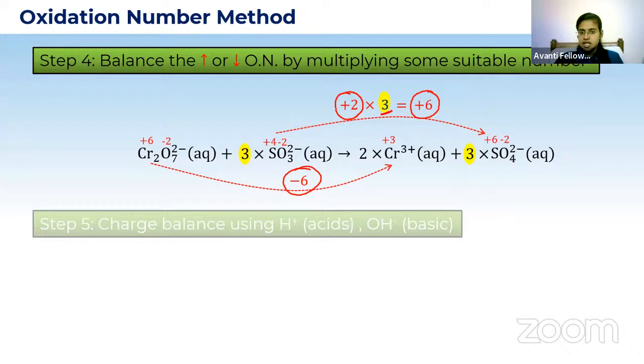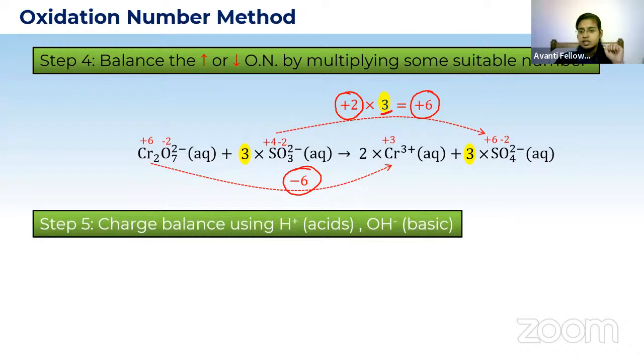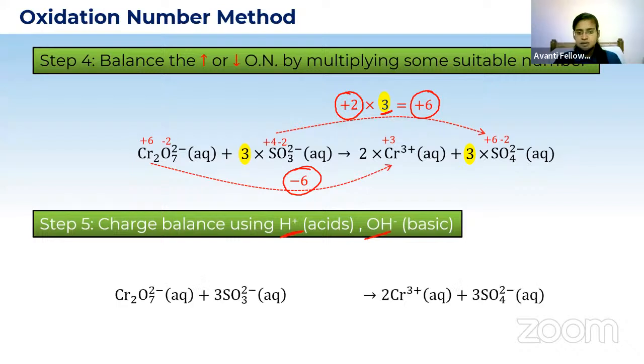So in the question itself, they have given that the medium is acidic. So if the medium is acidic, then you have to use H plus. If the medium is basic, then you have to use OH minus. Okay, so charge balance should be done using the addition of H plus and OH minus. So this is the reaction.